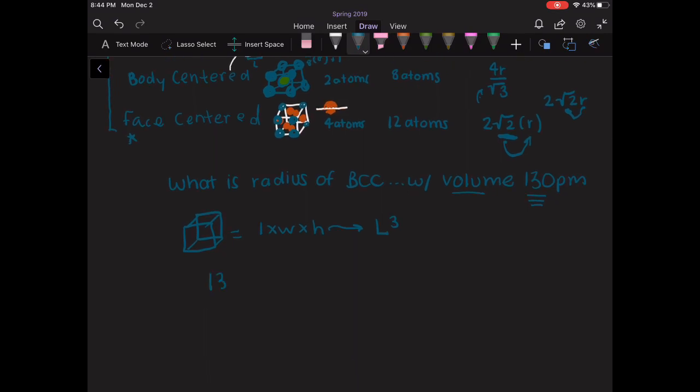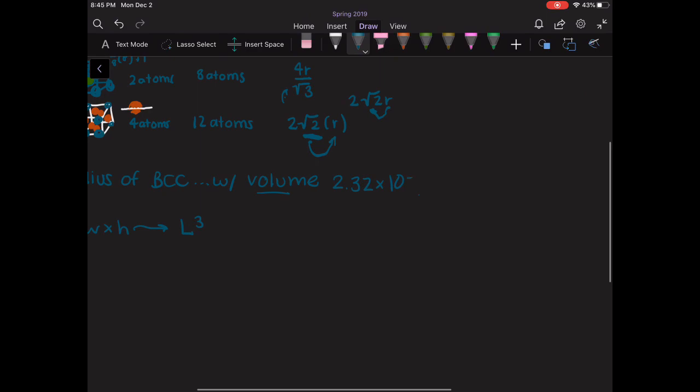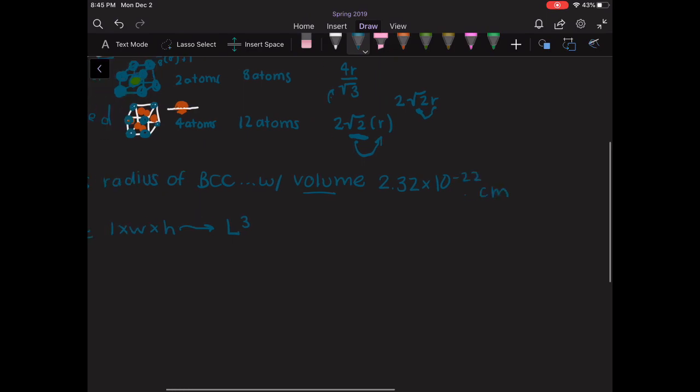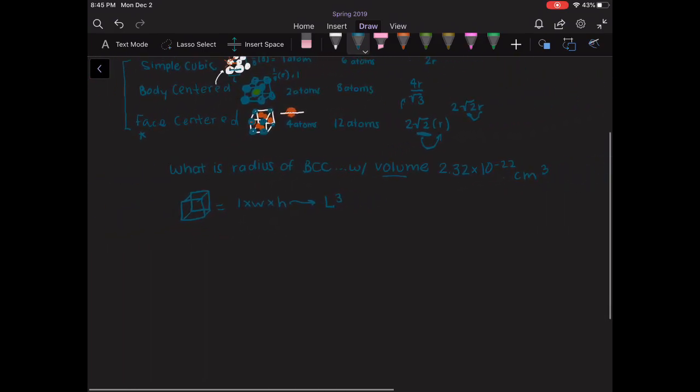So I would do something like 130 picometers. Well, it might actually have it in centimeters. It'd be like, what, 2.32 times 10 to the negative 22nd centimeters, something like that, and it would be cubed because it's volume. I just made up these numbers off the top of my head. So I would want to take the cube root of this to get my length. And once I have that length, I then plug into the equation for edge length of a body-centered cubic, which would be 4r over the cube root 3. So from there, I'd multiply over, and then I'd divide by 4.